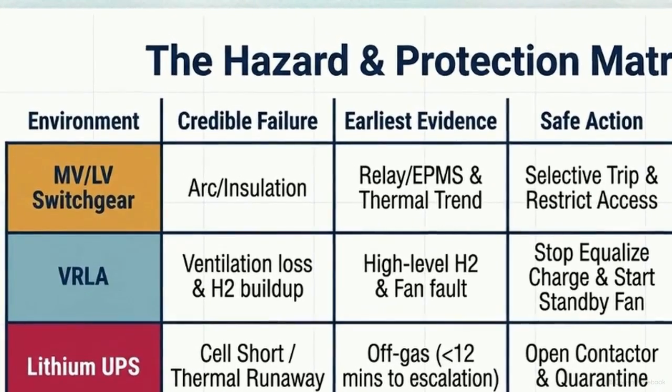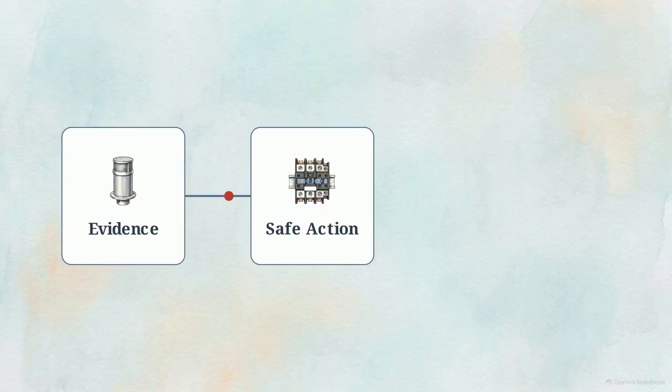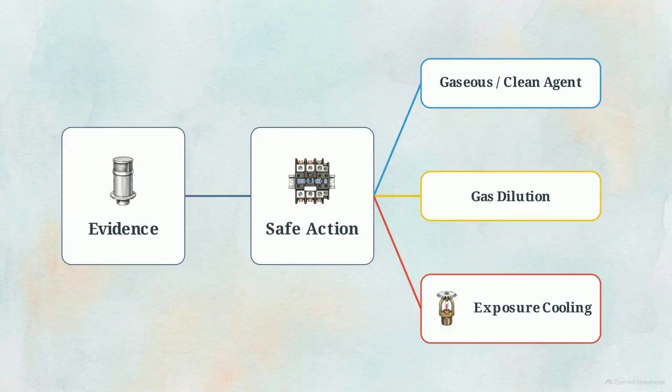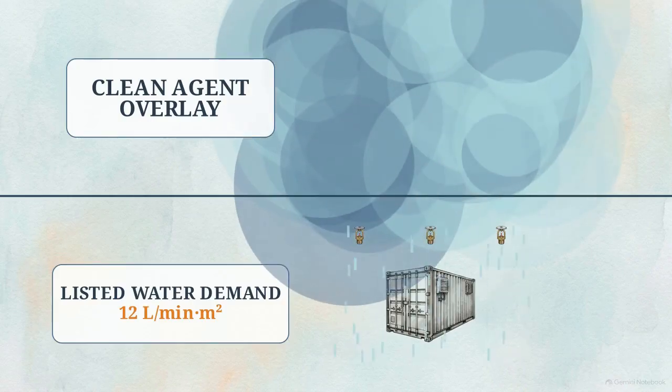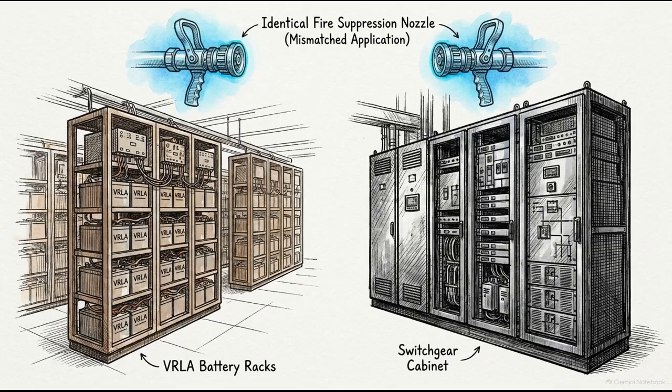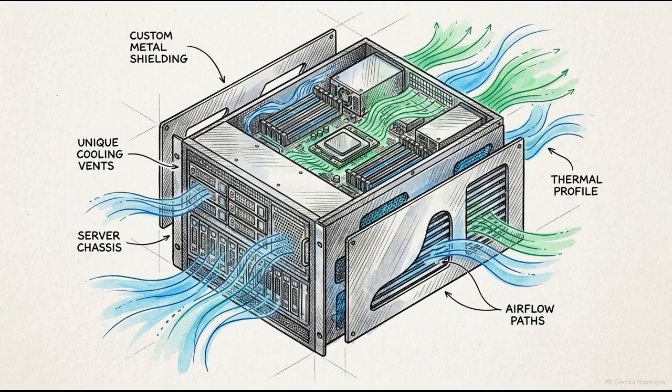It forces engineers to map a specific, credible failure mode to the earliest possible evidence of that failure. Only then does it define the safe action to take, followed finally by the appropriate suppression method. Because the physics vary, the suppression methods vary. Switchgear relies on clean agent overlays or sprinklers, while a lithium BESS installation demands a listed water density to control adjacent exposure. Copying a single suppression concept across all power rooms ignores the chemistry of the hazard. Protection must be explicitly customized to the specific equipment and stored energy profile of the room.